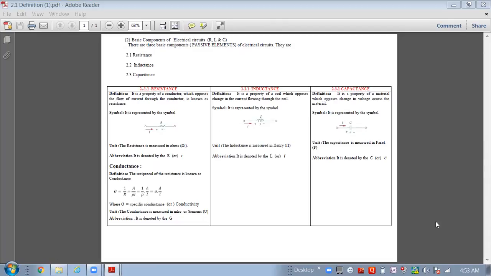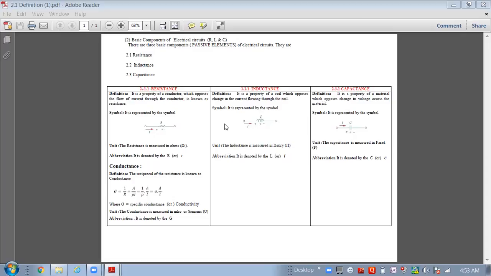What is resistance? Definition: it is the property of a conductor which opposes the flow of current through the conductor is known as resistance. It is represented by this symbol. The resistance is measured in ohms always. It is denoted by capital R, or small r.